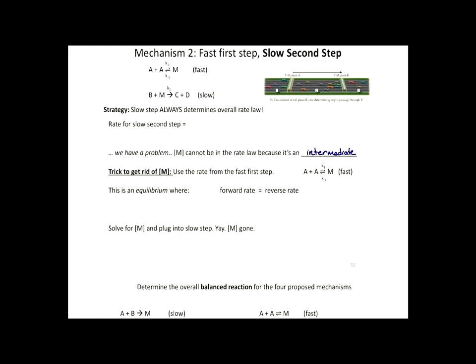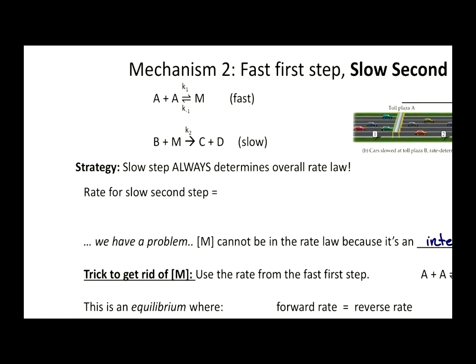The mantra that I want you to go to bed tonight and say is: the slow step is your rate determining step. Your slow step determines the overall rate of the reaction. That still holds true here. But let's see what happens with this mechanism. Two steps, fast first step, slow second step. The slow step always determines the overall reaction rate. So let's get the rate law for the second step, because the second step's slow this time.